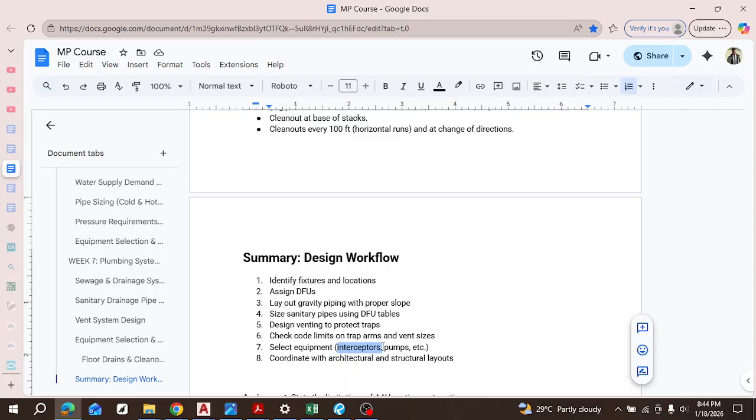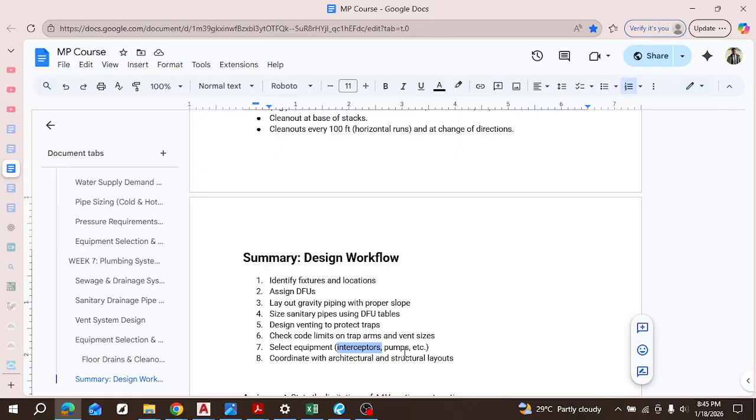Most residential buildings don't need it, right? Because the volume is not worth the expense. But when you have large producers of grease, a building that produces a large amount of grease, it is better to include and size your grease interceptor.